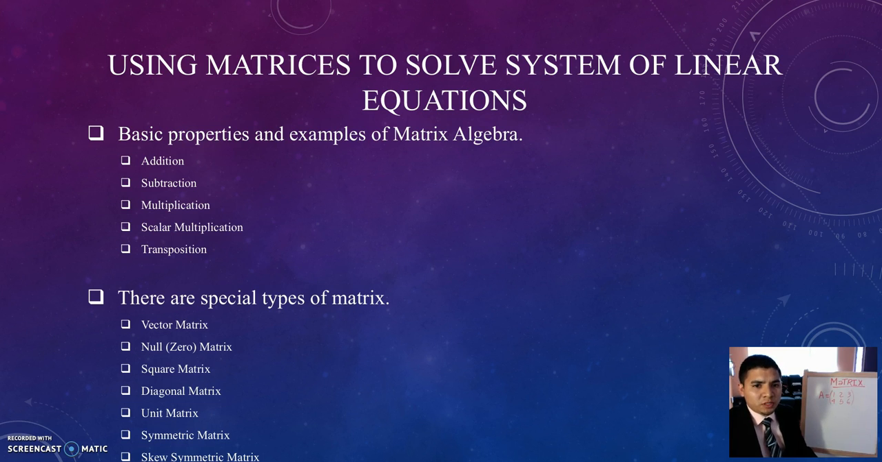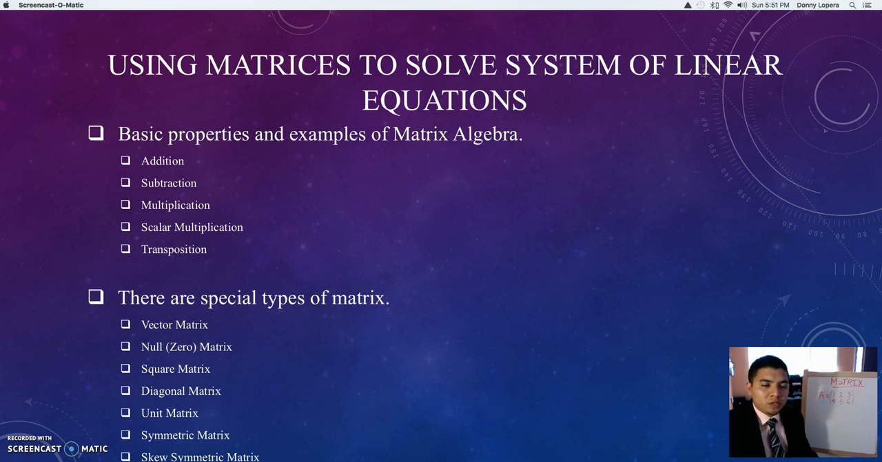Basic properties of matrices: they have addition, subtraction, multiplication, scalar multiplication, and transposition. Let me explain every single basic property of matrices. For example, addition. If you have a matrix, addition is only possible if the two matrices have the same number of rows and columns.